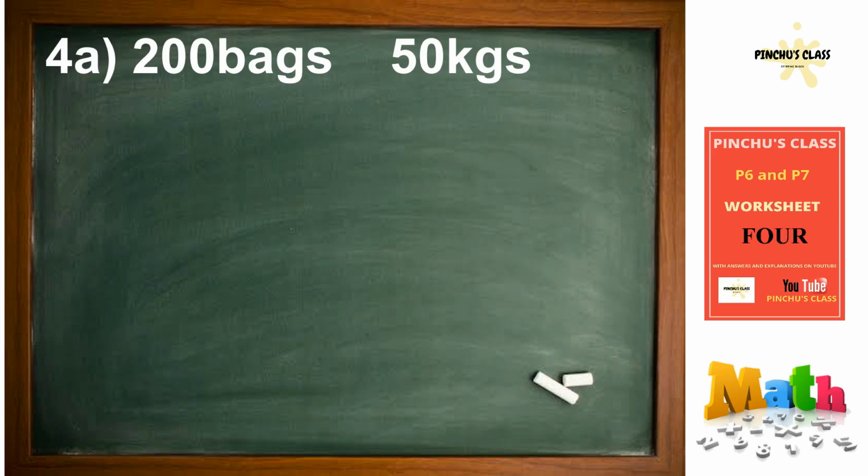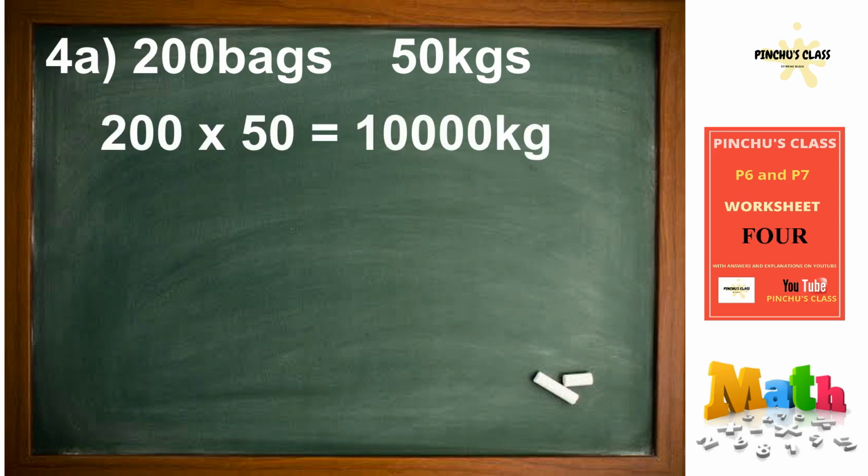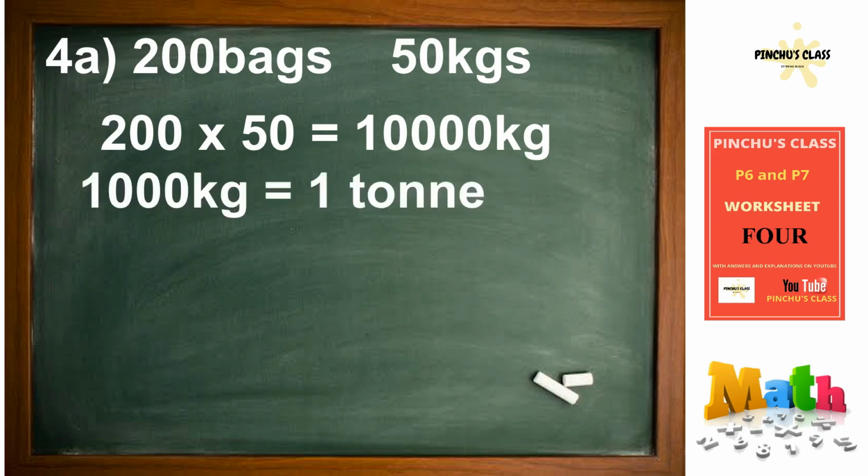So what we are going to do, we are going to first find the total kilograms. So we get 200 bags times 50 kg, and that gives us 10,000 kilograms. After getting the 10,000 kilograms, then we are going to change the 10,000 kilograms to tons.